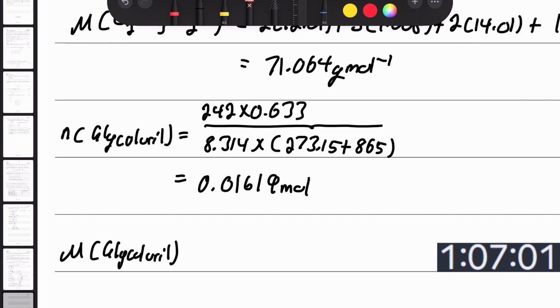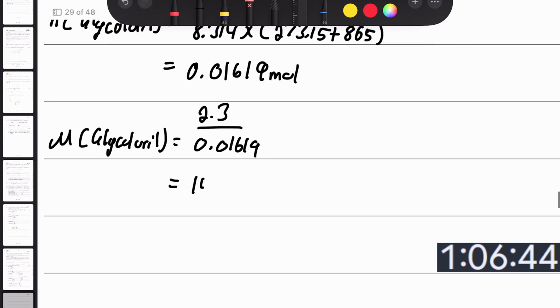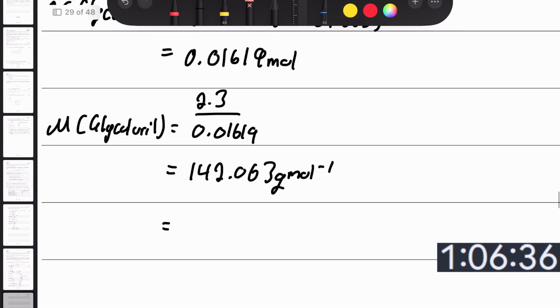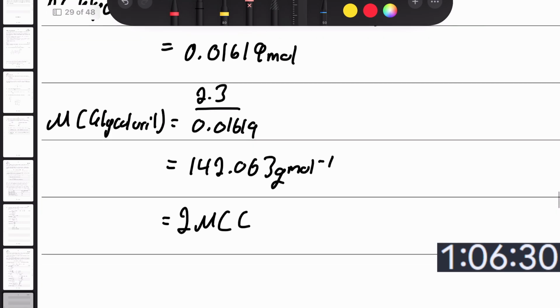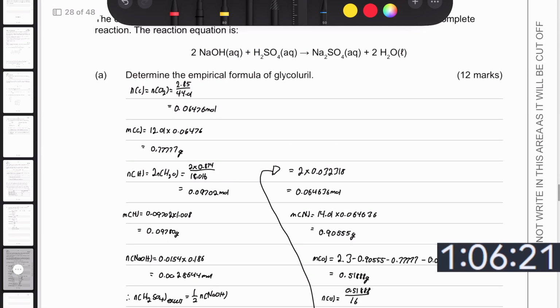So the molar mass of glycerol is equal to 2.3 over 0.01619, which is 142.063 grams per mole, which is equal to about twice the molar mass of my C2H3N2O. Wait, no, N2O. What's N2O, right? Yes.